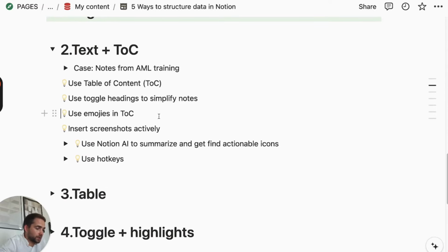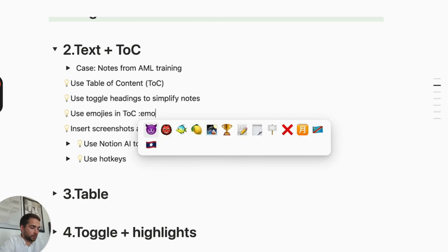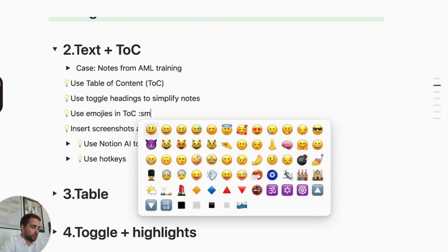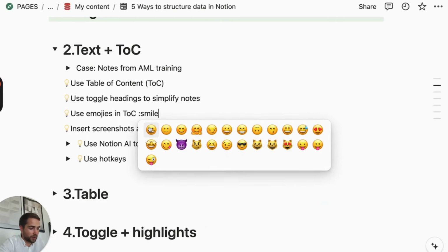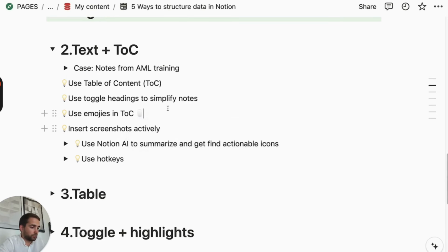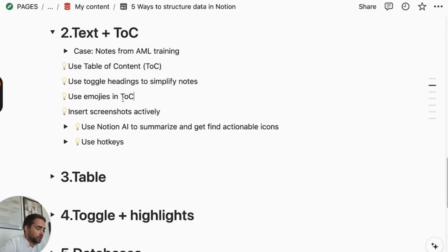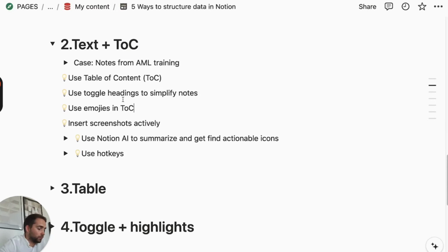Use emojis. To use emojis, just press double colon and, for example, type emoji or smile or any word, for example, mouse. And yeah, you can see emojis here. Use emojis. It makes your text more visual and interesting.